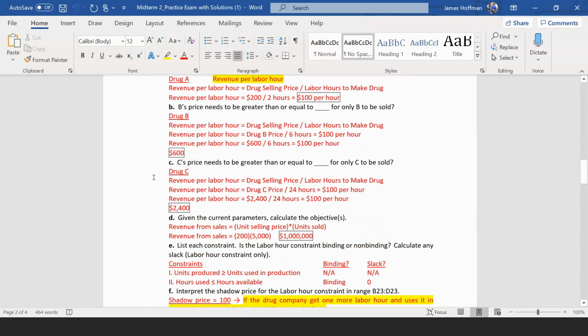Alright, so now it's just basically what divided by 24 is 100, and we can figure that out. That the price of 2,400 divided by 24 exactly gives us that $100 per hour we're looking for to be comparable with drug A. Okay, so the answer here is drug C's selling price has to be greater than or equal to 2,400 for only C to be sold.